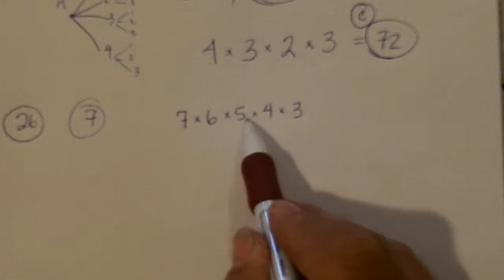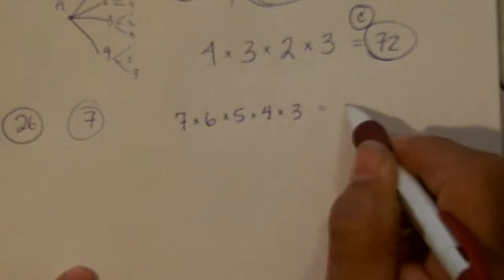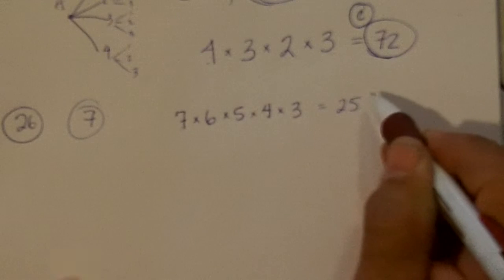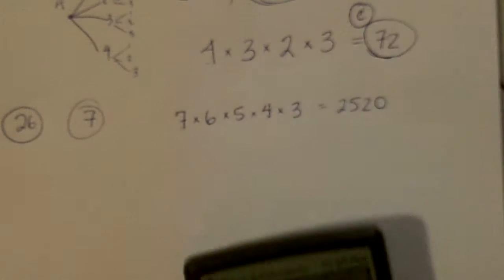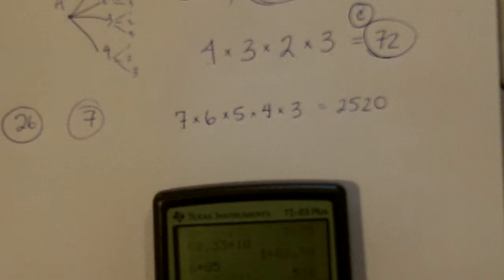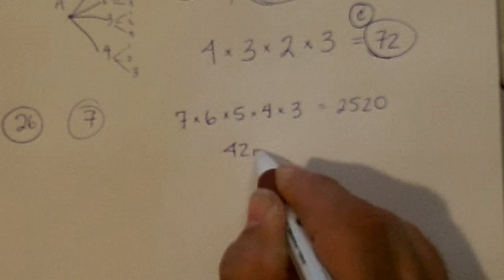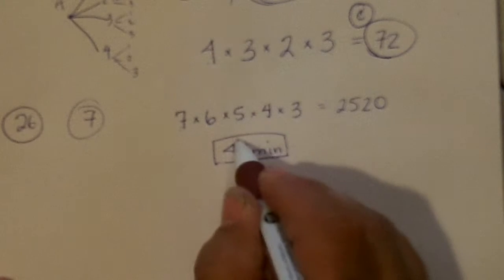So if we multiply that, 42 times 20 is 840, times 3, 2,520. Is that right? Let me pull up my calculator just to make sure. 7 times 6 times 5 times 4 times 3 is 2,520. And then if we do 1 a second, how many minutes? So I'm going to divide that by 60. And it takes 42 minutes trying 1 a second, and it would be a real challenge to keep rearranging those at a rate of 1 a second and not start duplicating. But that's the answer to that one.